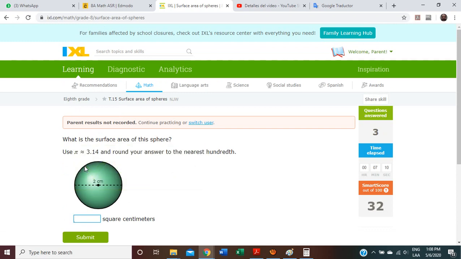Good work. Just continue. In this case, the radius is 1 because the diameter is 2. And it's pretty easy. So see you in the next video.